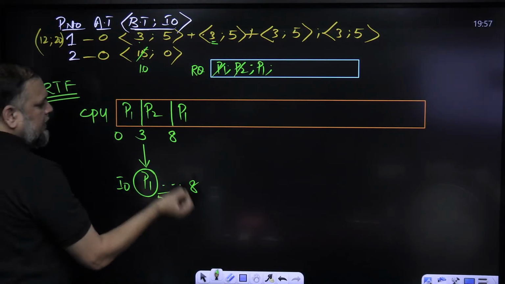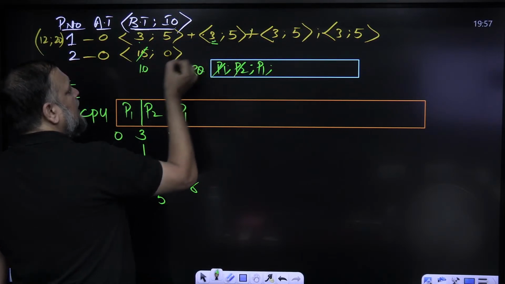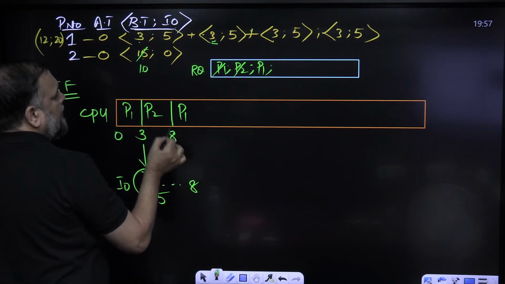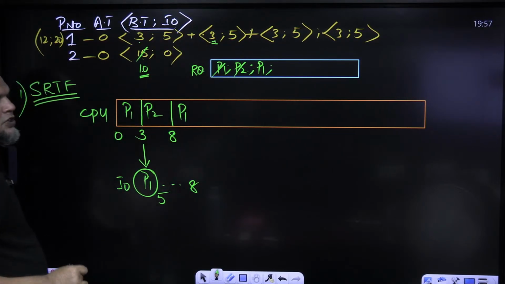So P1 completed IO at time 8 and joined the ready queue. And then immediately P1 competes with 3 and 10. Because P2 has run 5 units, so we will subtract 5 from 15, giving 10. So among 3 and 10, 3 is shorter, shortest remaining time first.